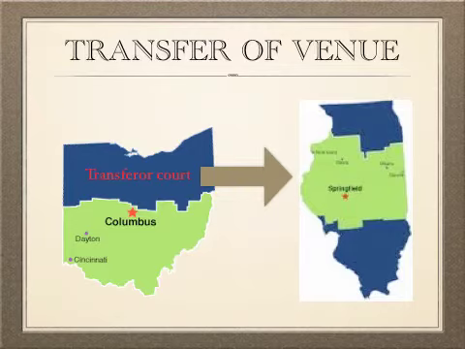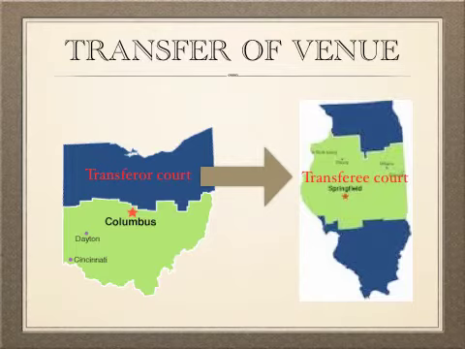The court that you originally start in is called the transferor court, and the court that receives the case is called the transferee court. As you see in this diagram, we have a transfer from the Northern District of Ohio to the Central District of Illinois. The court that we originally filed in, the Northern District of Ohio, is called the transferor court, and the court that receives the case, the Central District of Illinois, is called the transferee court.